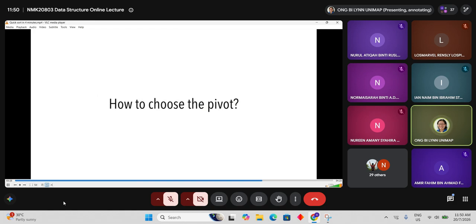One important question is, how do we choose the pivot? This makes a large difference in the performance of the algorithm, as we want to choose a pivot that divides the array in half, or as close as possible, to even out the work.